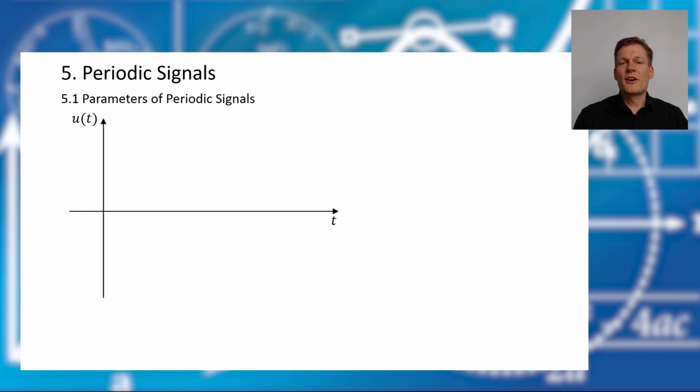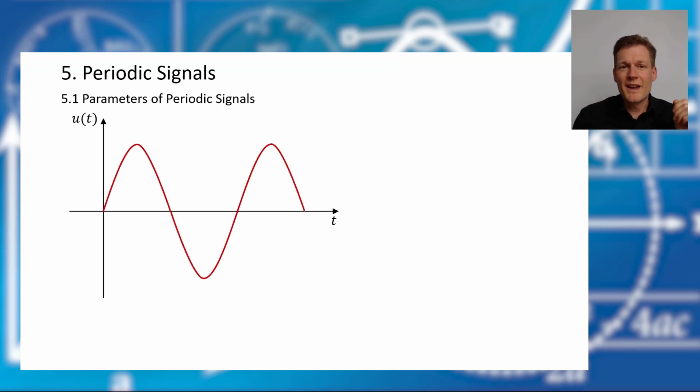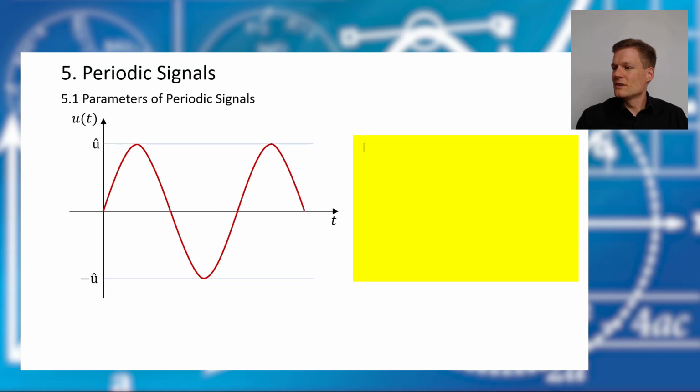Okay, what is a periodic signal? Let's have a look at a voltage, and let's say we have a sinusoidal voltage as we have in our power network at home. So, a few definitions: the maximum value and the negative maximum value is called the amplitude of a signal. So our first definition, the amplitude.